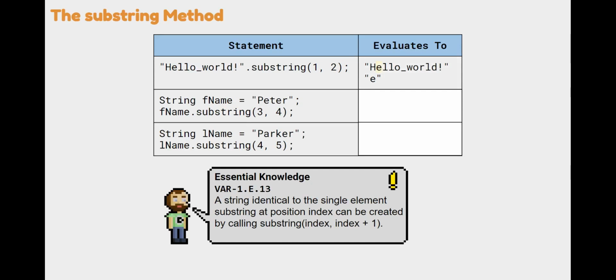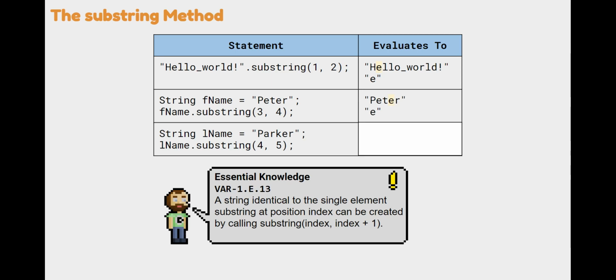For the next one, we are putting the string literal Peter into the variable fName. We are calling substring on the variable fName. We are passing in the actual parameters 3 and 4. That's going to evaluate to an e. The e is at index 3. The r is at index 4. We start at the 3, go up to but not include the 4.